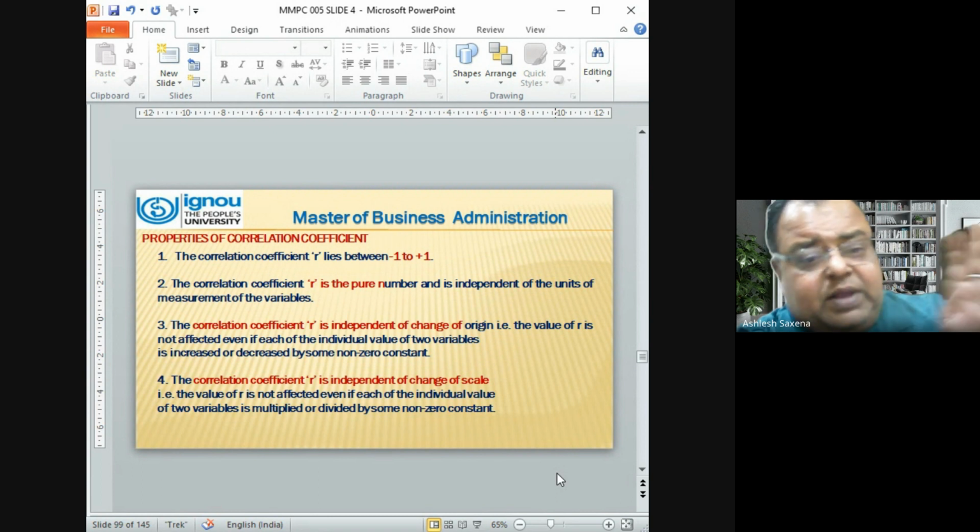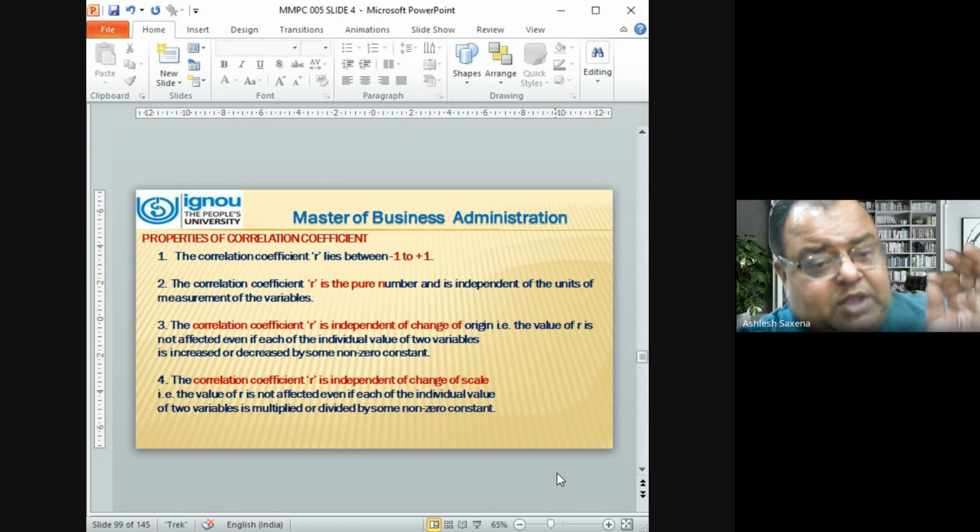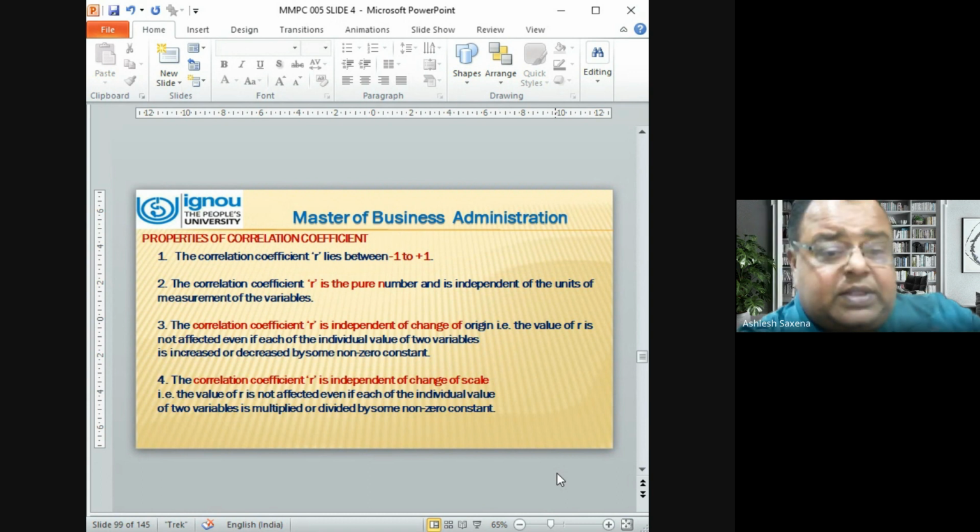Number four, the correlation coefficient r is independent of change of scale. That is, the value of r is not affected even if each of the individual values of the two variables is multiplied or divided by some constant. It has to be non-zero.